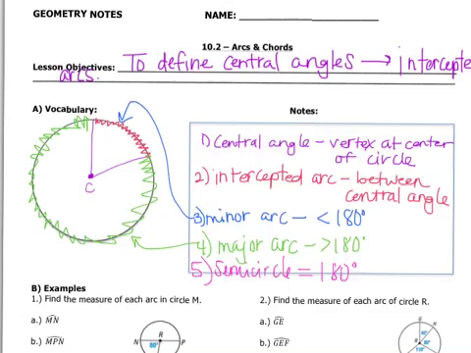All right, one thing that I want to mention, and we'll get some practice with this in a minute. When you name a minor arc, you use 2 letters. When you name a major arc, you are going to use 3 letters.